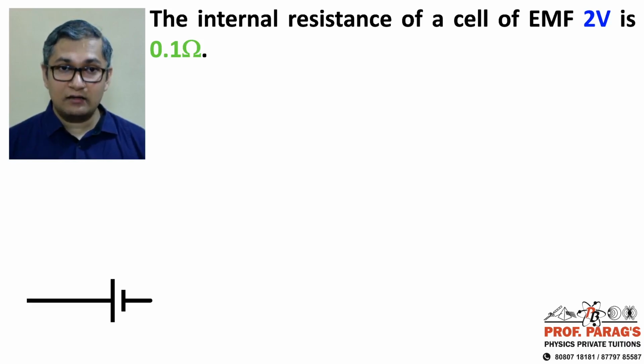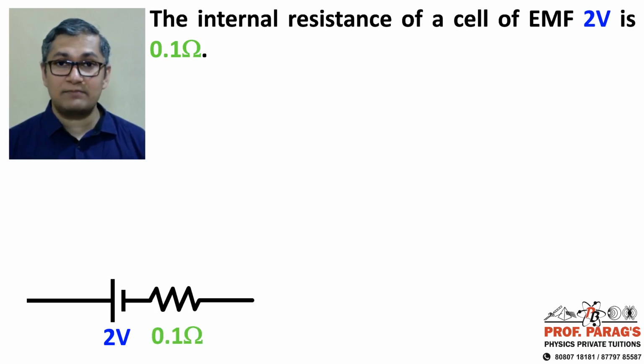So let's say there is a cell whose EMF is 2 volts. There is an internal resistance of this cell which is 0.1 ohms. So just draw it. Especially in the chapter current electricity, in the MCQs you will notice that maybe around 50% of the time they give a diagram, and half of the time they don't. It becomes quite easy to understand if you draw a diagram. So draw a circuit diagram, this chapter is known for that. There is 2 volts EMF and 0.1 ohm internal resistance.